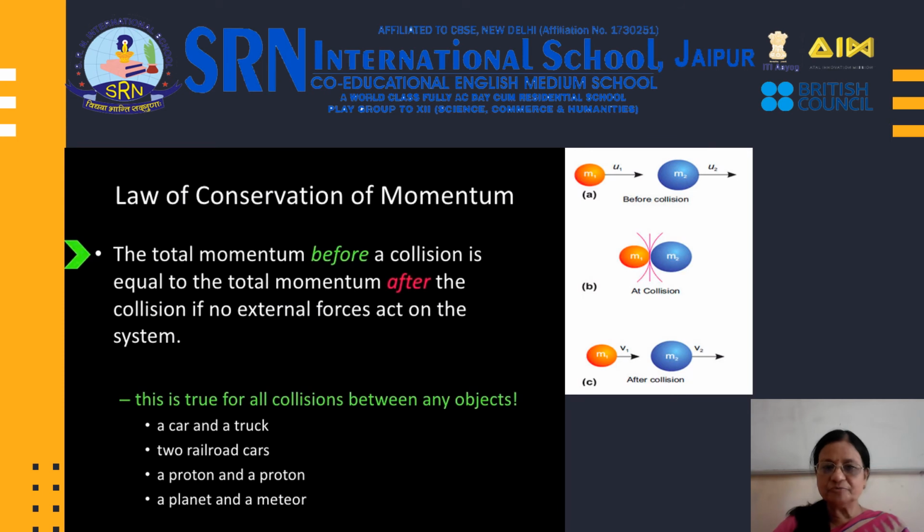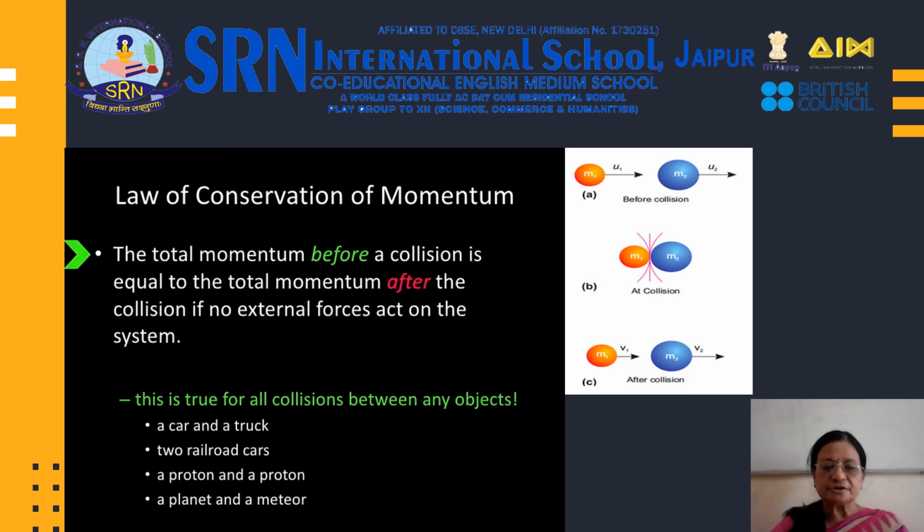Law of conservation of momentum. It states that the total momentum before a collision is equal to the total momentum after the collision if no external force acts on the system. Now suppose we consider ball 1, which is orange in color, with mass m1, and ball 2, which is blue in color, with mass m2. If these two balls are traveling in the same direction along a straight line at different initial velocities, that is u1 and u2, then the momentum will be given as m1 u1 and m2 u2, which is the initial momentum of these two balls.